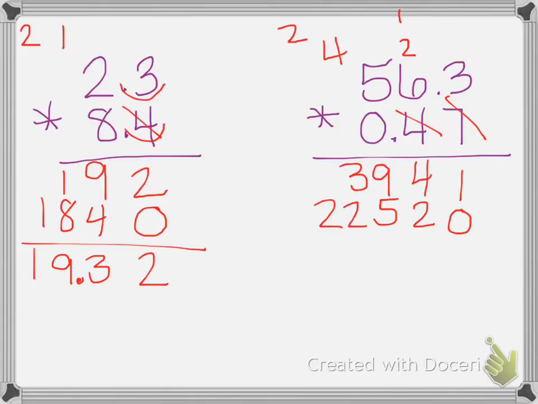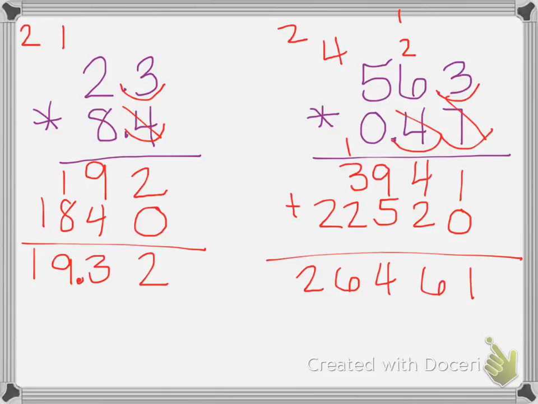Moving on to the last one, since it's 0, all of them are going to be 0, so we can just leave it. Now add together. 1 plus 0 is 1, 4 plus 2 is 6, 9 plus 5 is 14, 1 plus 3 plus 2 is 6, 2 plus 0 is 2. So I have 1, 2, 3 places, 1, 2, 3 places. My answer is 26 and 461 thousandths.